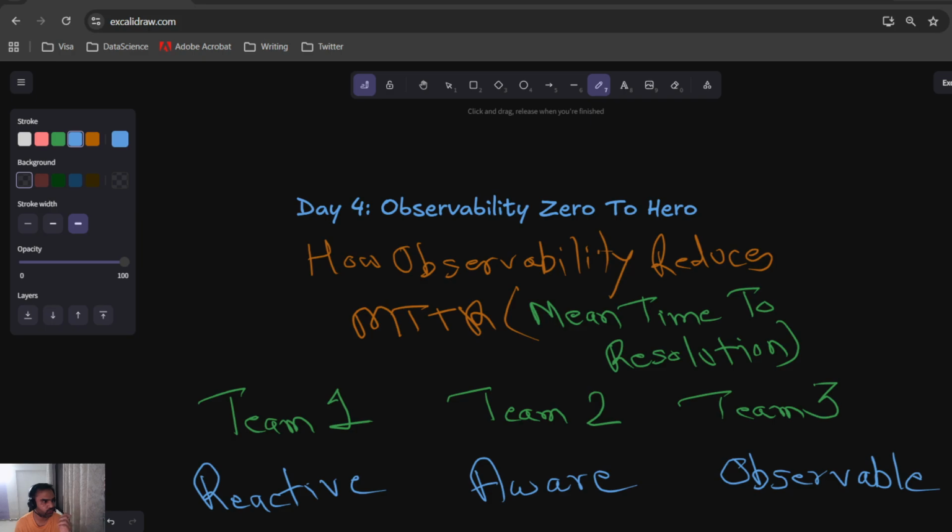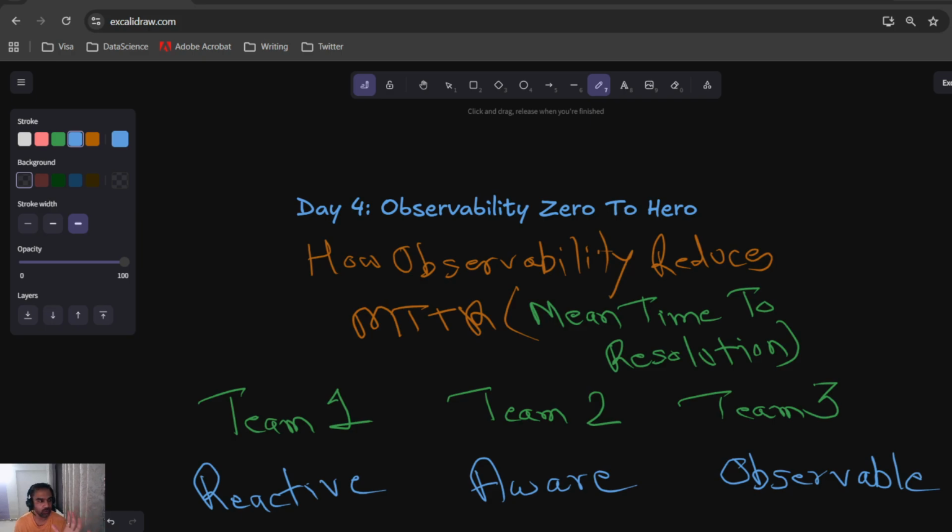So, this is day 4 in the Observability Zero to Hero. And today we're going to look at probably the last theoretical video, which is about how observability reduces the MTTR, or mean time to resolution. Because we have seen the whole journey from monitoring to observability to metrics, logs, traces, SLO, SLA, and SLI.